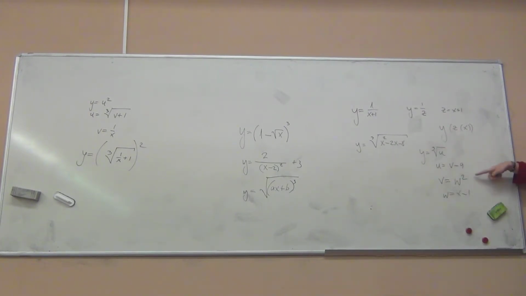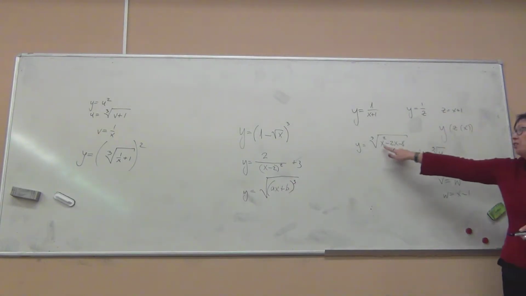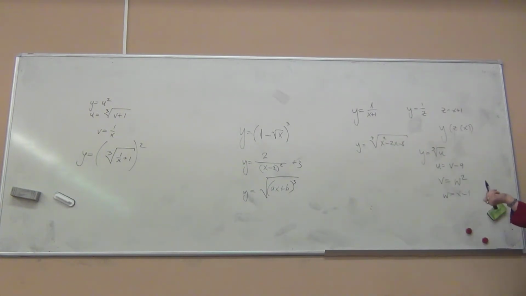But if we like, we could do this. For that, of course, you have to notice that x minus 1 squared is x squared minus 2x plus 1. That's why minus 9 here. So this is the most complicated split. And the simplest split would be cube root of u, and u is just this. There are possibilities. Easy?